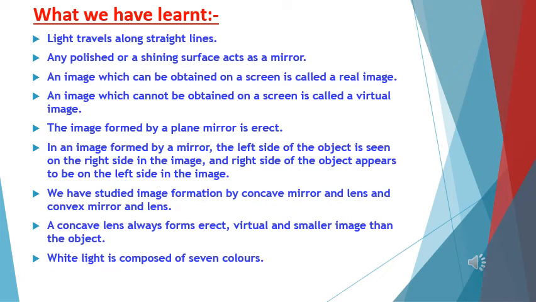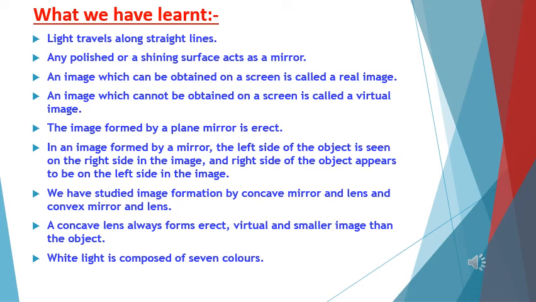Let us summarize all that we have learned in this chapter. We learned that light travels in a straight line. Any polished or shining surface acts as a mirror. The image which is obtained on screen is a real image. The image which cannot be obtained on the screen is a virtual image. The image formed by a plane mirror is erect. In an image formed by a mirror, the left side is seen as the right side on the image, and the right side of the object appears as the left side in the image.